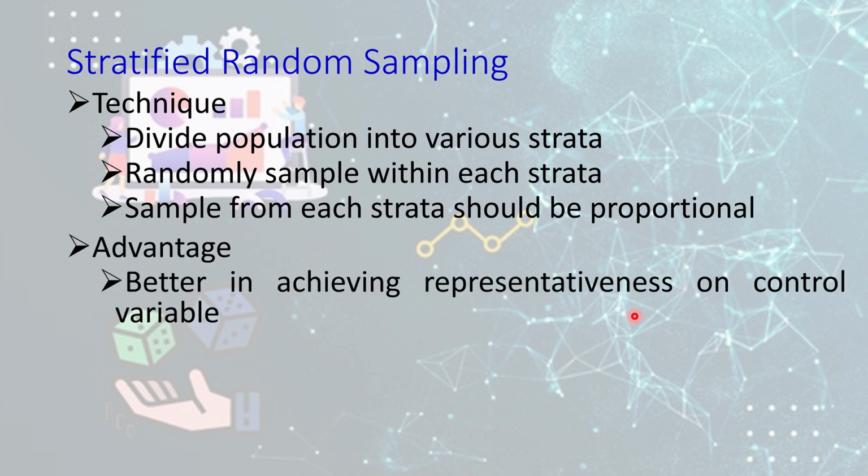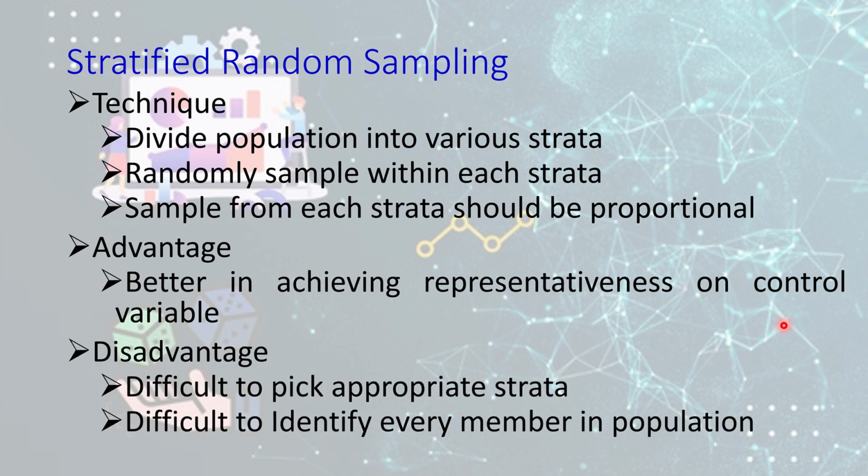Okay. So the advantages are what? It is better in achieving representativeness on the control variable. And the disadvantages are that it is difficult to pick appropriate strata, because as I said, the strata should have individuals with data points of all characteristics, all properties, and it is difficult to identify every member in a population.